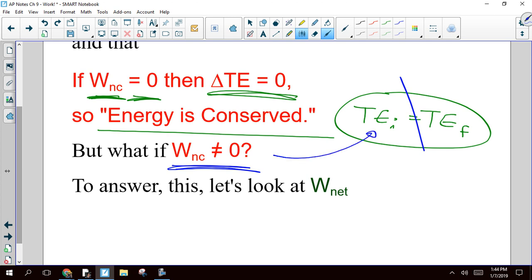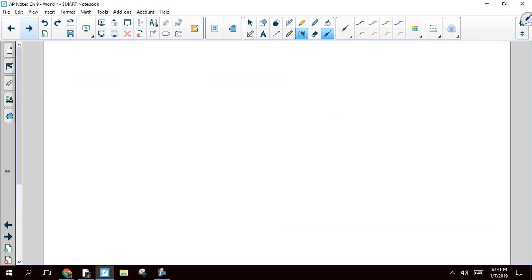But before we get there, we're going to look at what we're going to call our net work. To be honest, in most of my answer keys, I wrote net work this way. These two things both mean the same thing. So let's take a look at net work.